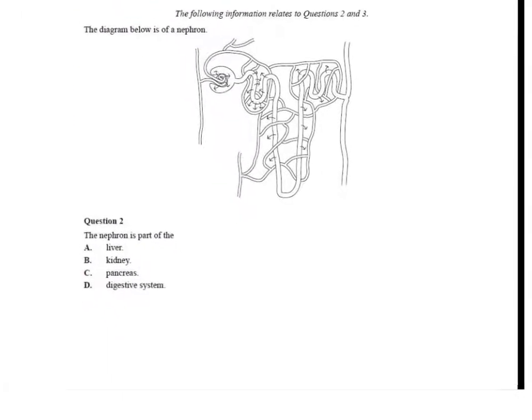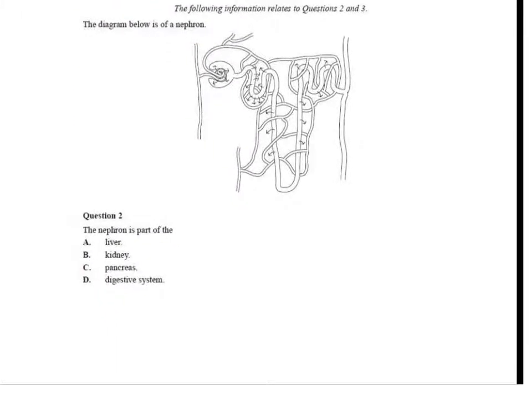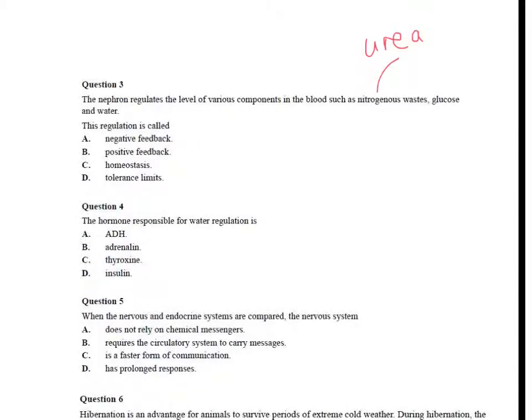Okay, moving on. Hopefully you all got that the diagram below is of a nephron, and the nephron is in the kidney. Okay. The nephron regulates the various components in the blood, such as nitrogenous wastes, glucose and water. And like I've written here, nitrogenous wastes, that's the urea. Now we've talked about that a little bit before.